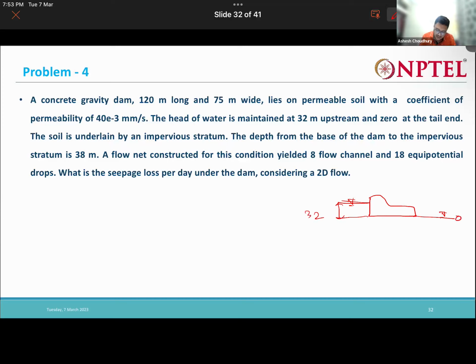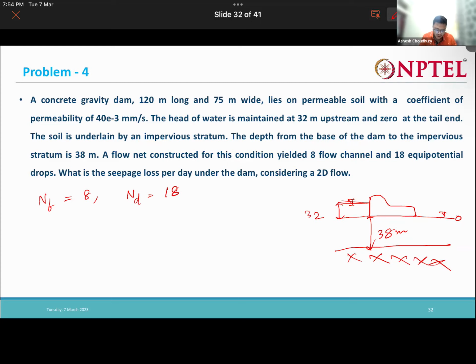The soil is underlain by an impermeable stratum. The depth from the base of the dam to the impermeable stratum is 38 meters. A flow net constructed for this condition yielded 8 flow channels and 18 equipotential drops. So my flow channels are given: the number of flow channels, NF, is equal to 8, and the number of equipotential drops, ND, is 18.